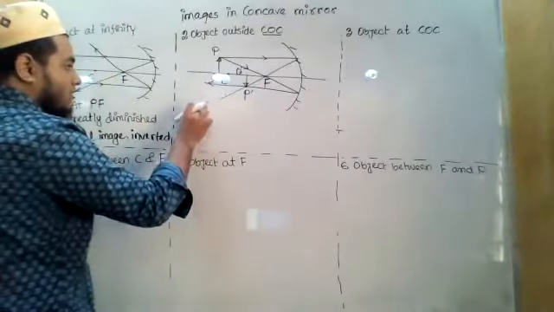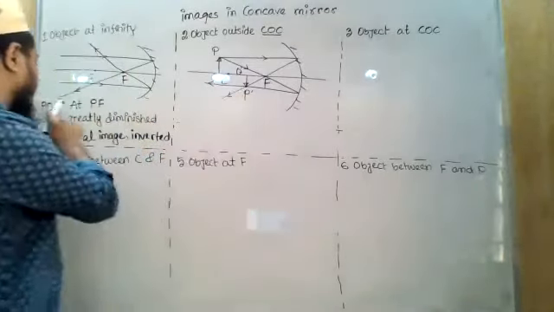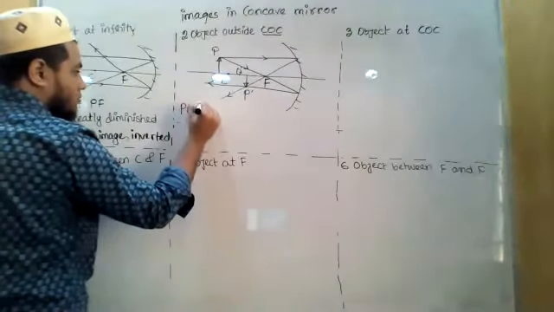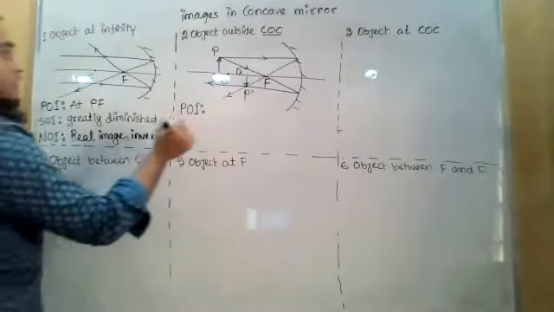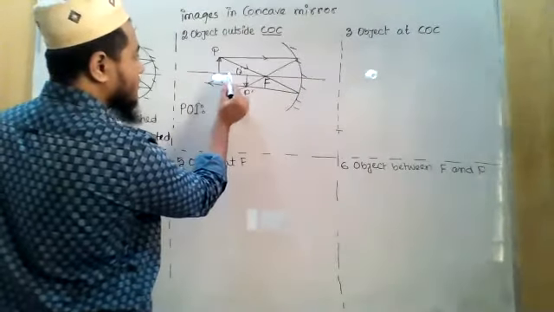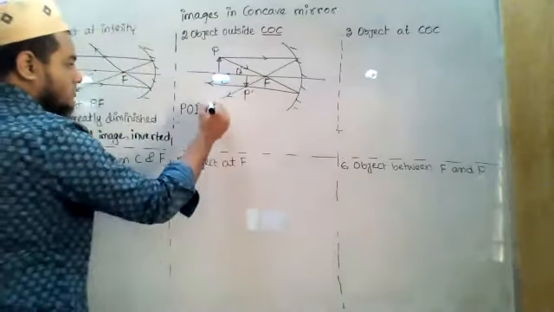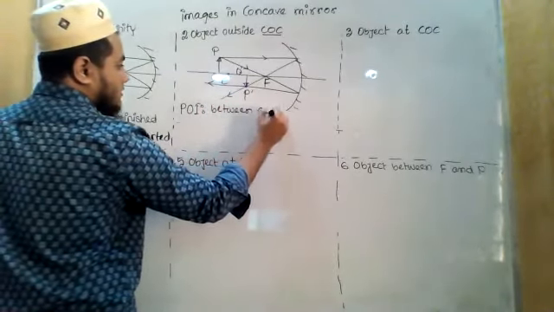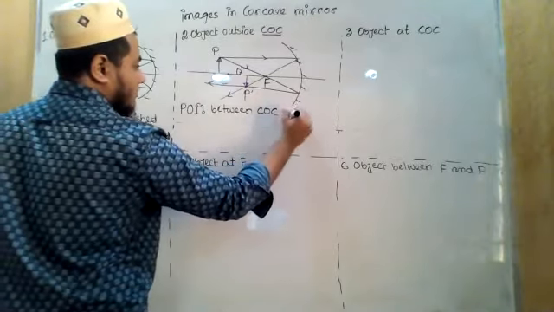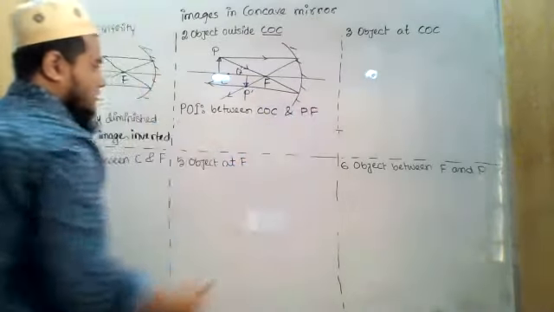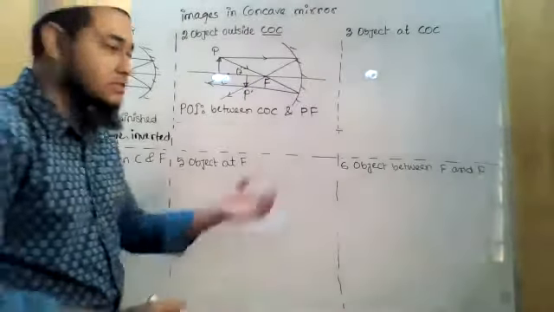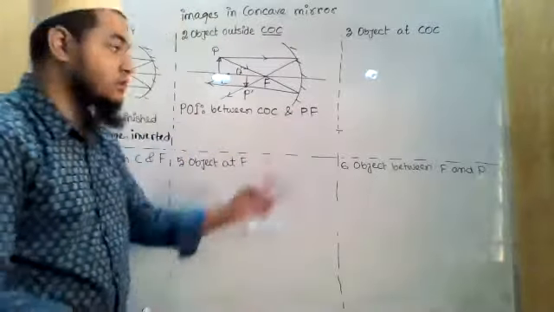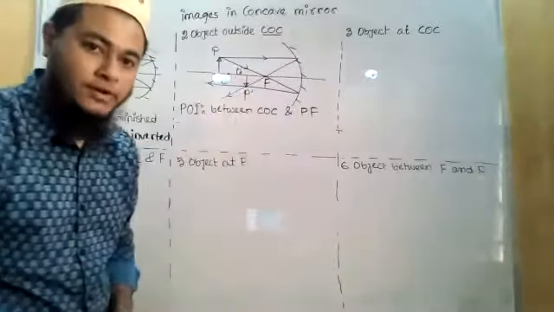So let me write the nature and the position of the object. These 3 points we will write here also. So the position of the image is between center of curvature and principal focus, right? So I will write between center of curvature and principal focus. As I have lack of space, that is why I'm writing in short. Center of curvature means COC, PF means principal focus. It is between these 2 points, right?